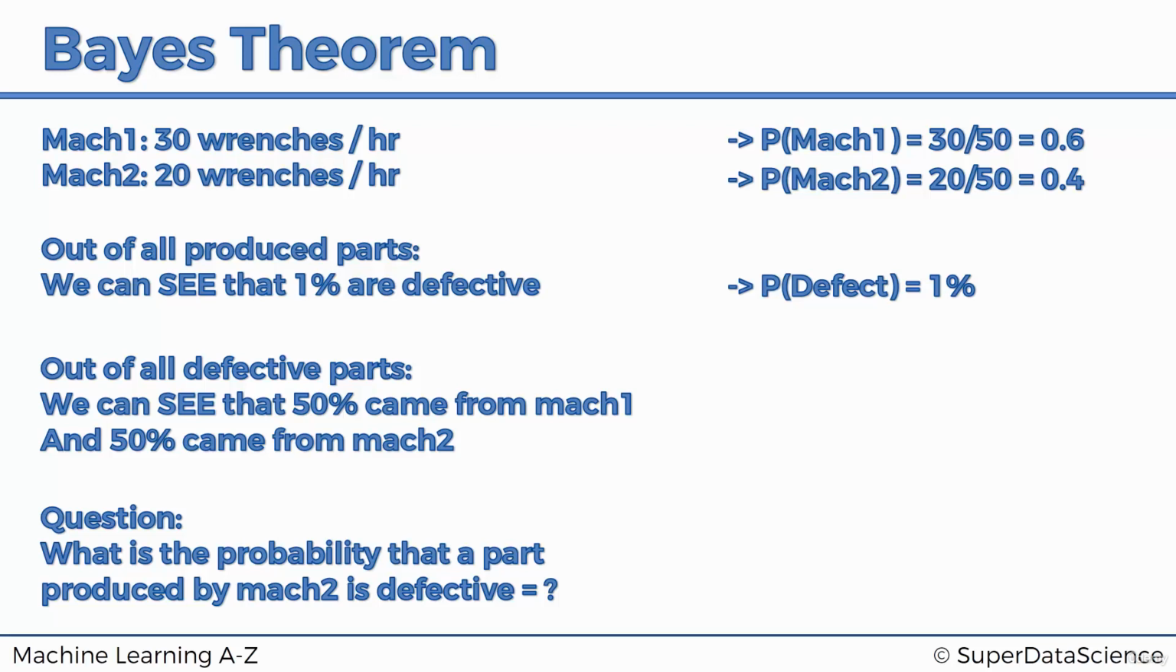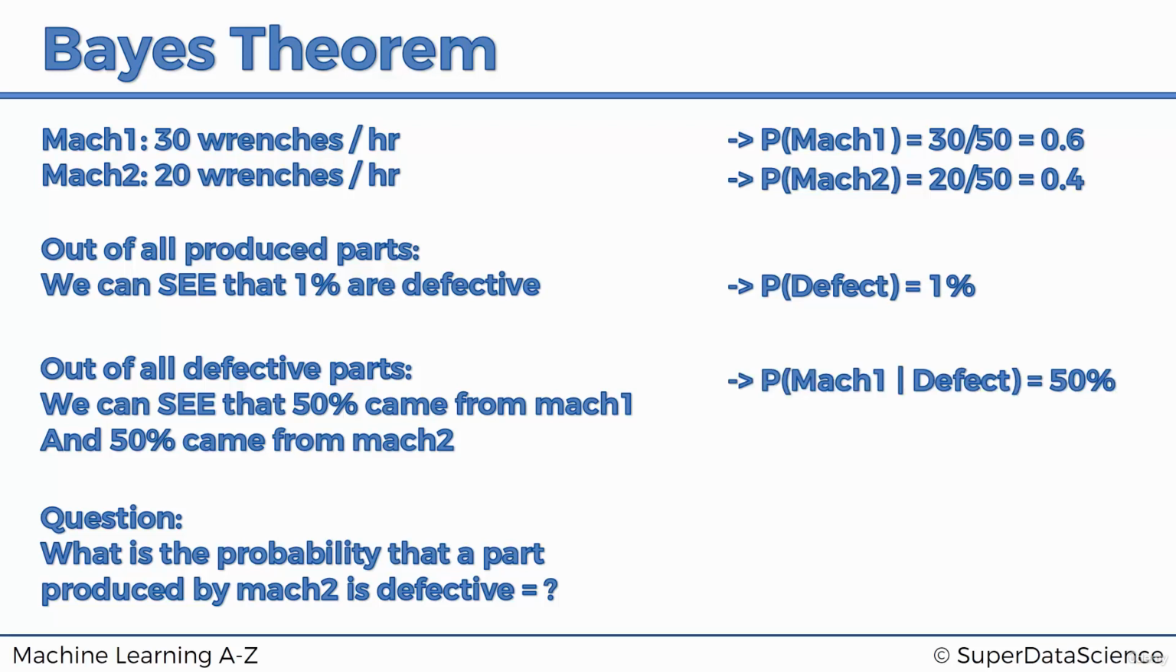All right, and now we're moving on to part 3. Out of all of the defective parts, we can see that 50% came from machine 1 and 50% came from machine 2. So how do we write that in mathematical terms? And this is the interesting part. Let's start with the machine 1 part. 50% came from machine 1, meaning that if we're only looking at the defective parts, then the likelihood that any part we pick out came from machine 1 is 50%. And the way to write that in mathematical terms is this way.